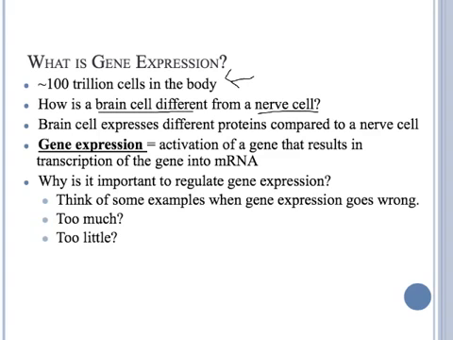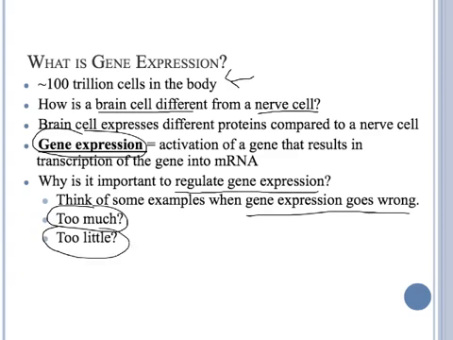So gene expression, we're going to define as the activation of a gene to transcribe it and make RNA, and thus make protein. So it's important that we regulate this. We want to turn transcription on and off of certain genes at different times. If gene expression goes wrong, if I have too much of a protein or too little of a protein, we can run into huge problems.